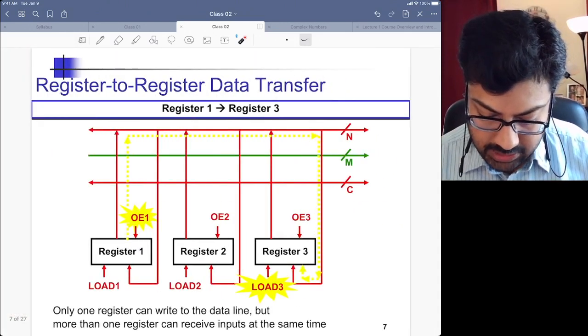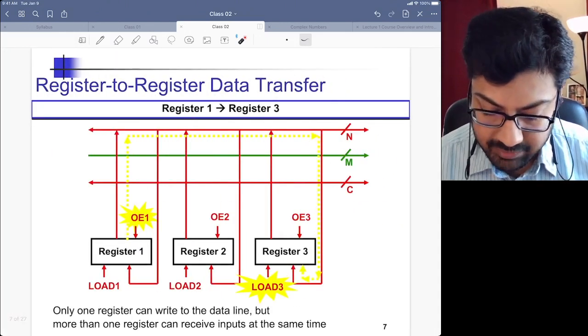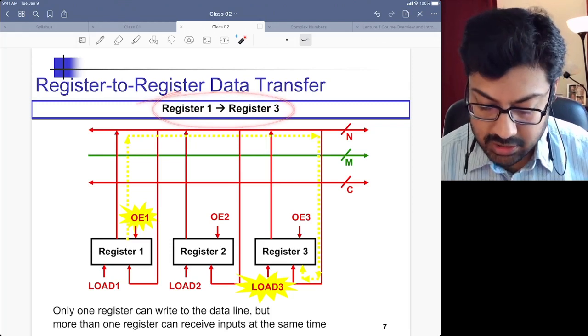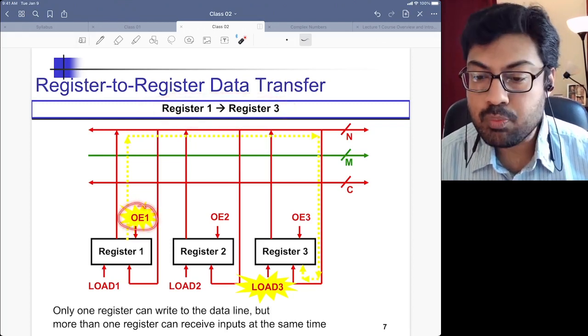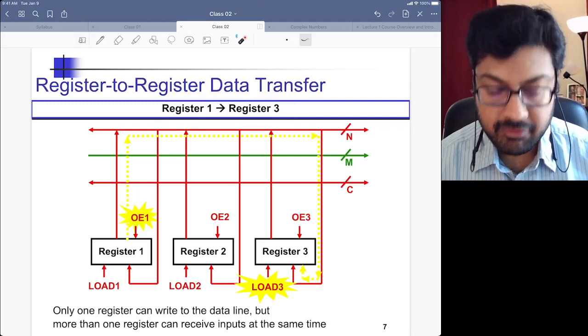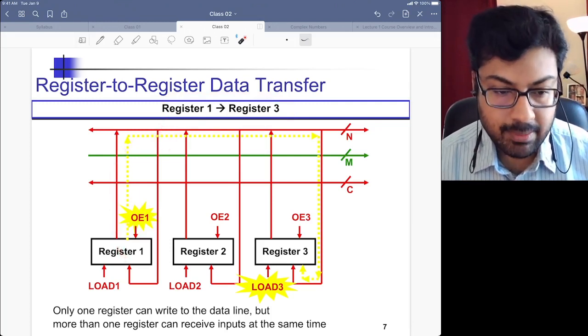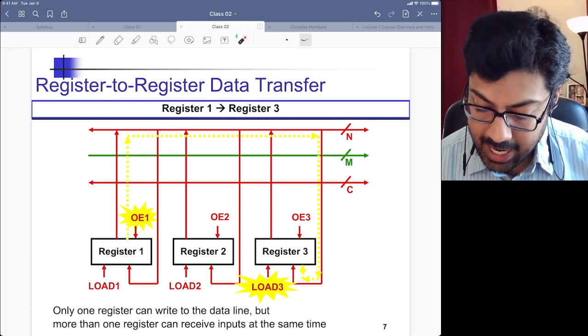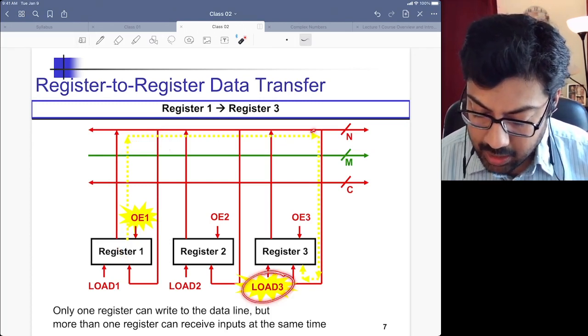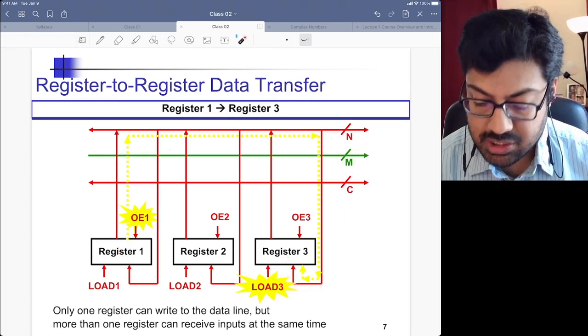Okay, let's see. That's what we did, right? Move register 1 to register 3. What did we do? We made output enable active first, thereby moving contents of register 1 onto the data bus. Then we activated load 3 in order to move contents of the data bus into register 3.